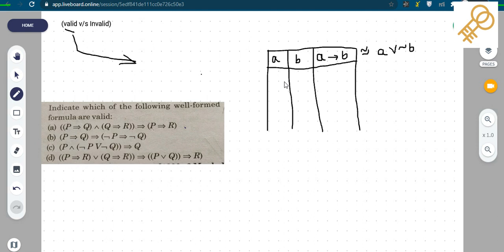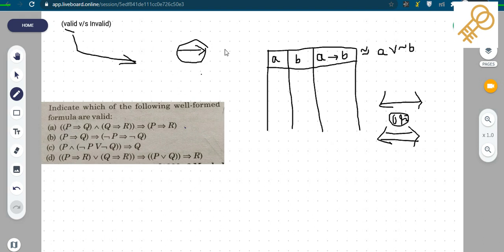Before moving towards valid and invalid, I would like to discuss what implication and double implication are. I hope you are familiar with the implication sign. The implication sign is like this arrow, and double implication is like an arrow at both ends of the line, like this. Sometimes you will also see double implication written like this. There is no difference between this and this, both are the same.